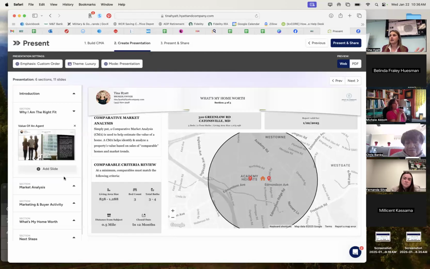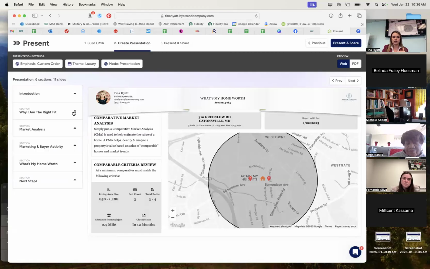You want to sell them on why they should be working with you, or why you might decide to work with them, right? Depending on how you present your presentation. Is this you interviewing them or them interviewing you? But the pricing, the value, the CMAs should go all the way at the end of your presentation.